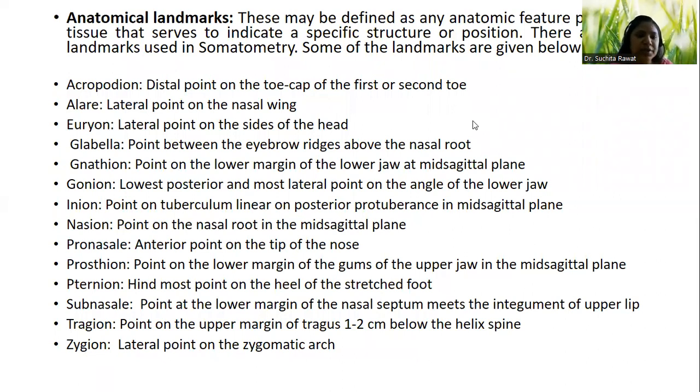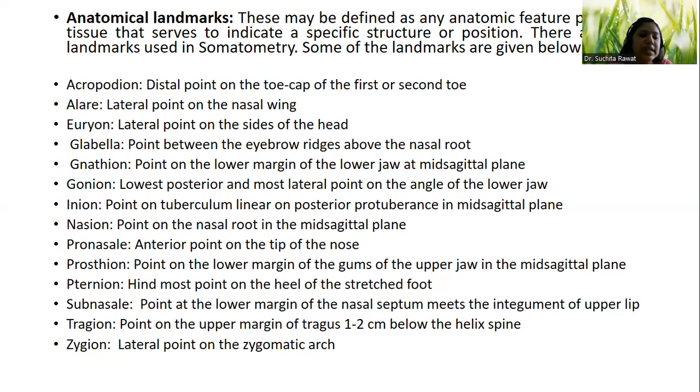Acropodion is the distal point on the toe cap of the first or the second toe. Alare is the lateral point on the nasal wing. Euryon is the lateral point on the sides of the head. Glabella is the point between the eyebrow ridges above the nasal root. Gnathion is the point on the lower margin of the lower jaw at the mid-sagittal plane. Gonion is the lowest, posterior and most lateral point on the angle of the lower jaw. Inion is the point on the tubercle of the linea on the posterior protuberance in the mid-sagittal plane.